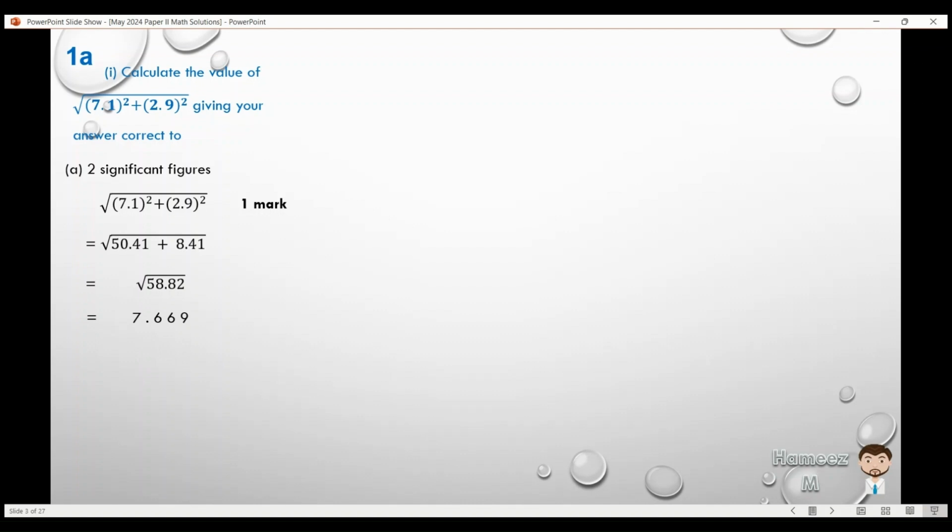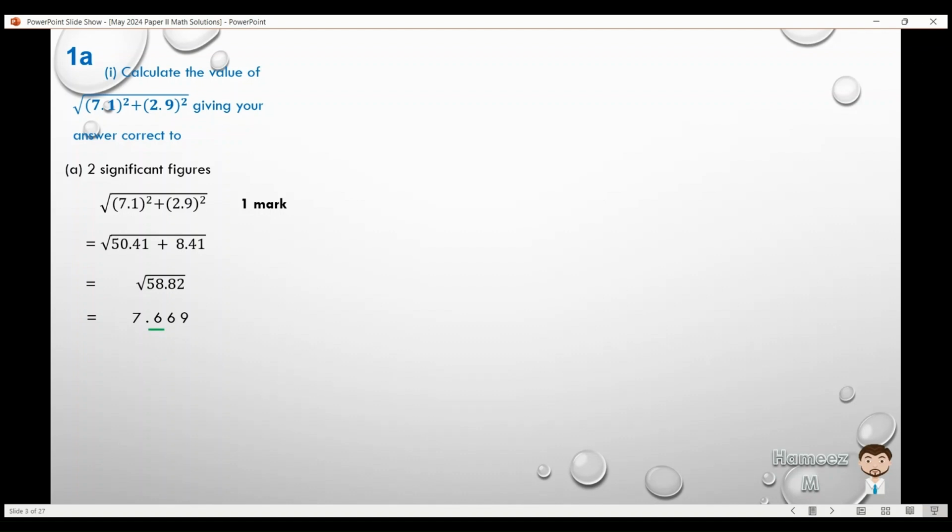Now, let's look at the question again. It's asking us to give our answer correct to 2 significant figures. So let's recall what that means. The first significant figure will be the number with the most value. If we look at 7 ones, 6 tenths, 6 hundredths, and 9 thousandths, the number with the most value will be the 7 for 7 ones. The number with the second most value will be 6 tenths. So let's underline that.